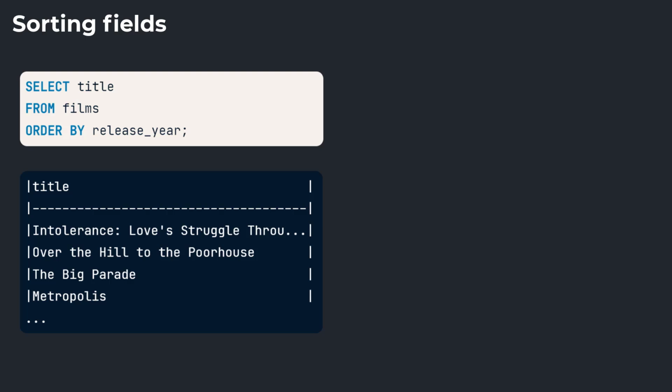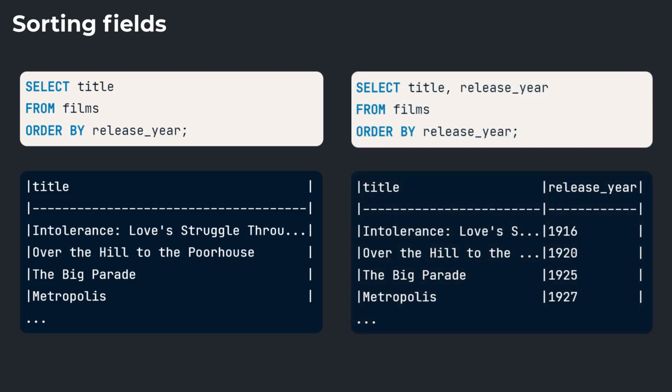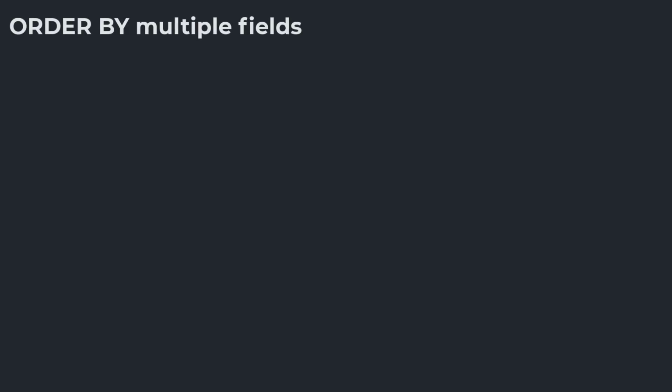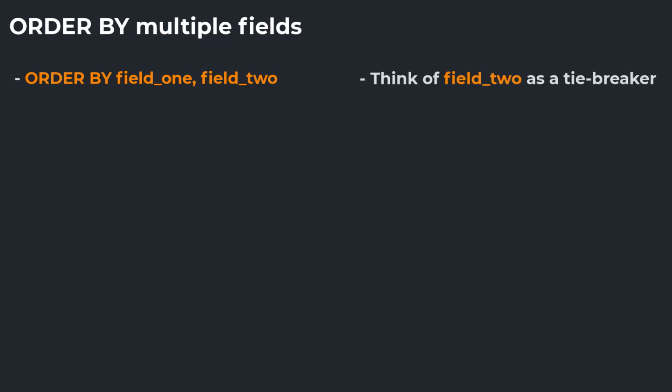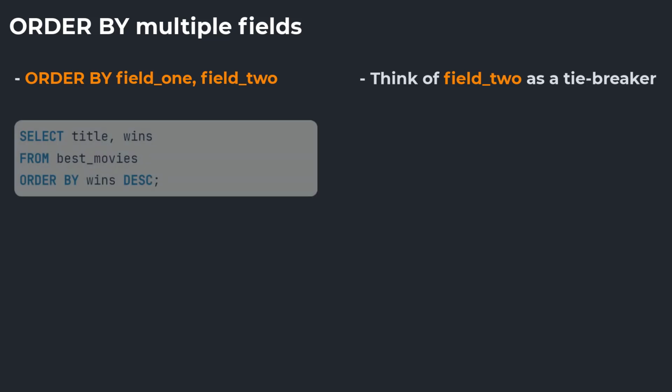For example, here's a query where we sort by release year and only look at the title. However, it is a good idea to include the field we are sorting on in the select statement for clarity. Order by can also be used to sort on multiple fields. It will sort by the first field specified, then sort by the next, etc. To specify multiple fields, we separate the field names with a comma. The second field we sort by can be thought of as a tiebreaker when the first field is not decisive in telling the order. Here is an example.